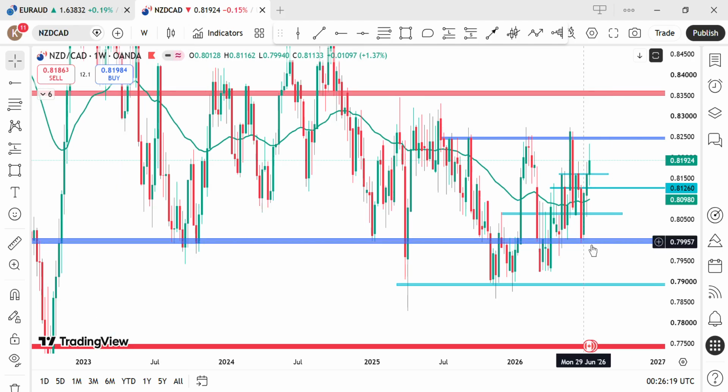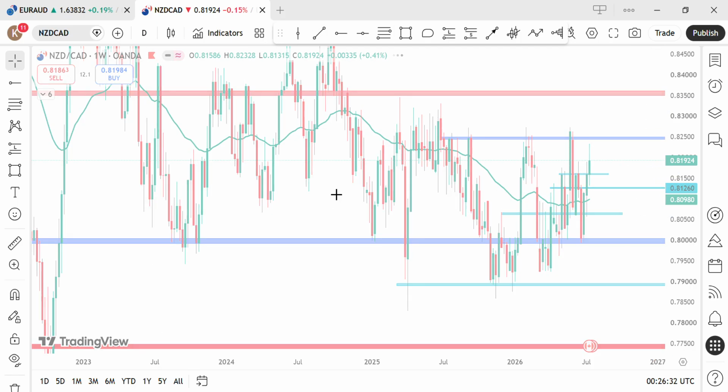And now in the weekly time frame, what you can see is that there was a gap up when this bearish engulfing candle opened. The next candle gapped up before it opened. So let's move to a daily time frame.